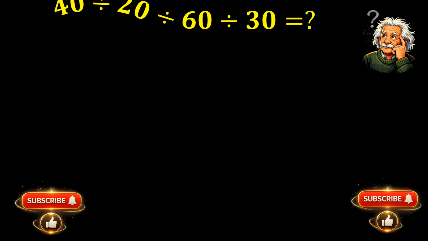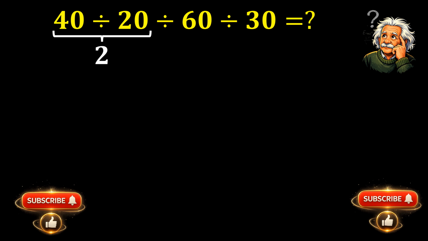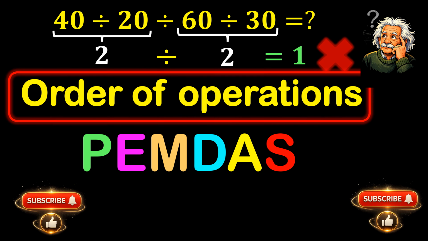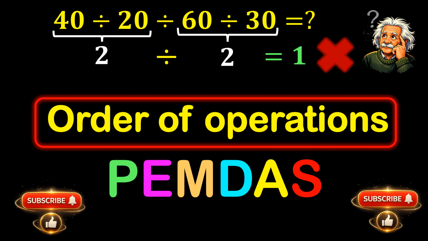40 divided by 20, divided by 60, divided by 30. 99% of people get this math problem wrong by solving it incorrectly. They take 40 divided by 20 to get 2, and 60 divided by 30 to also get 2, and finally divide 2 by 2 to arrive at 1. However, this answer is completely wrong because they fail to follow the order of operations, which we call PEMDAS.